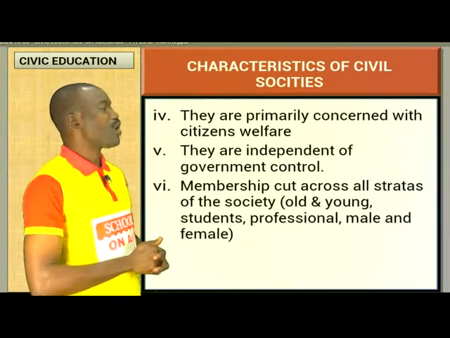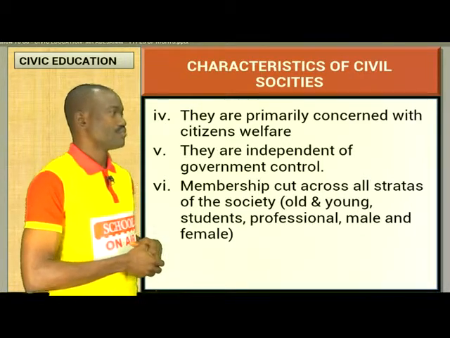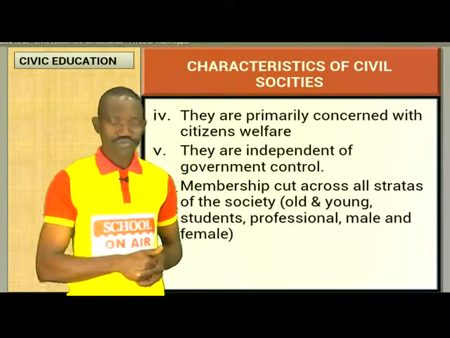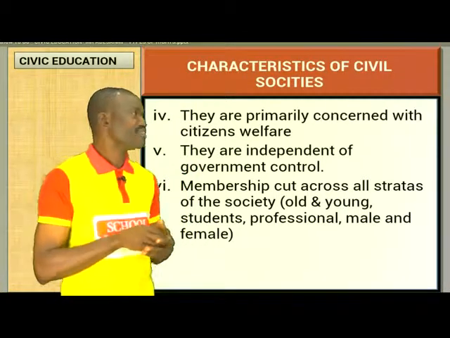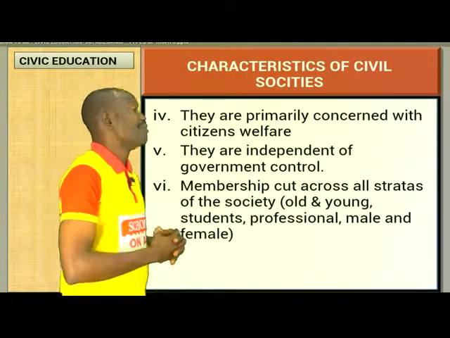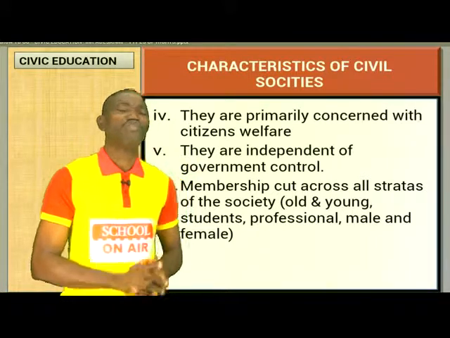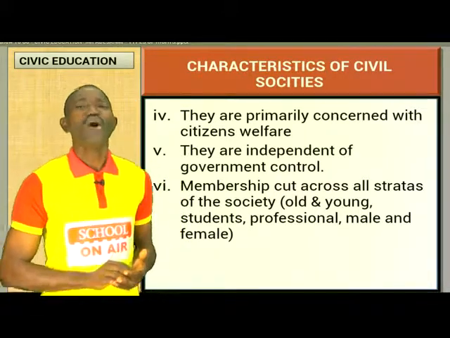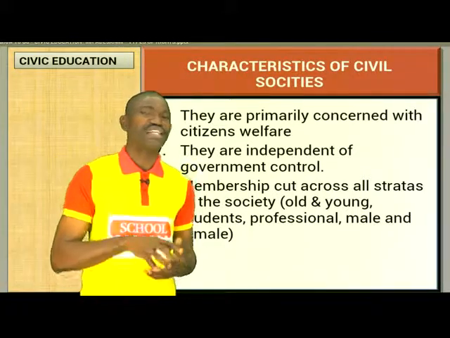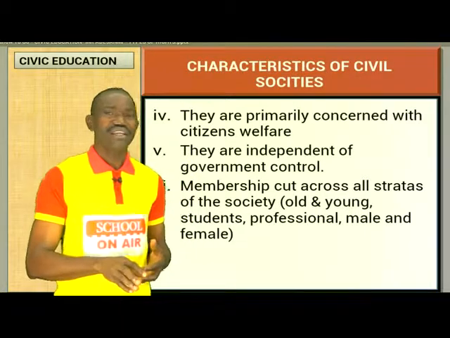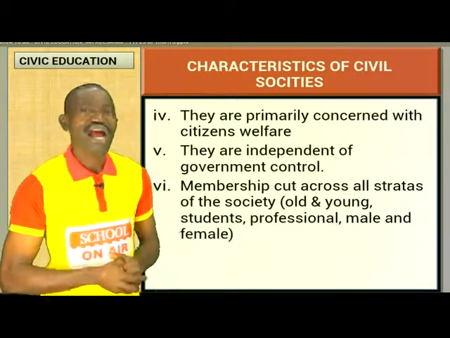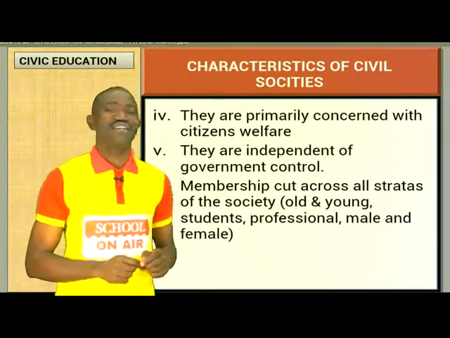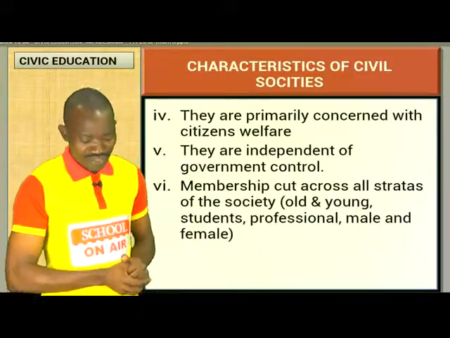Number six, membership cuts across all strata of the society. In other words, membership is not restricted to a particular set of people. The old, the young, students, professionals, male and female, can belong to one civil society or the other. As long as you are a student in the country, you are a member of the National Association of Nigerian Students. As long as you are a lawyer, you are a member of the NBA. As long as you are a medical doctor, you are a member of the NMA. And as long as you are a teacher, you are part and parcel of the NUT.